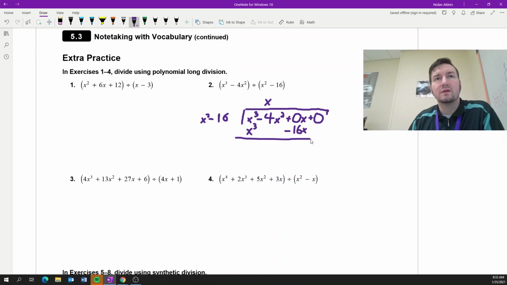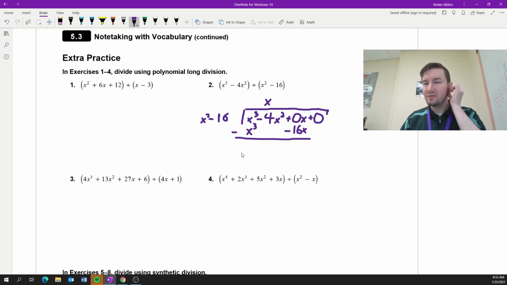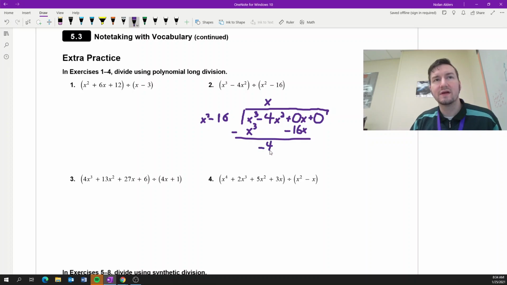And then we're going to subtract. Remember how we did this back in the day? We're going to subtract. So x cubed minus x cubed is 0, so that's gone. Negative 4x squared minus 0 is negative 4x squared, so we'll just bring that down. And then 0 minus negative 16, you have to be careful here. 0 minus negative 16 is positive 16. Got that double negative in there. Positive 16x. And then remember that we bring down that next number. So we're going to bring down the 0. Or in most cases, there would be something else already there. Okay, and then we're ready to do this again.